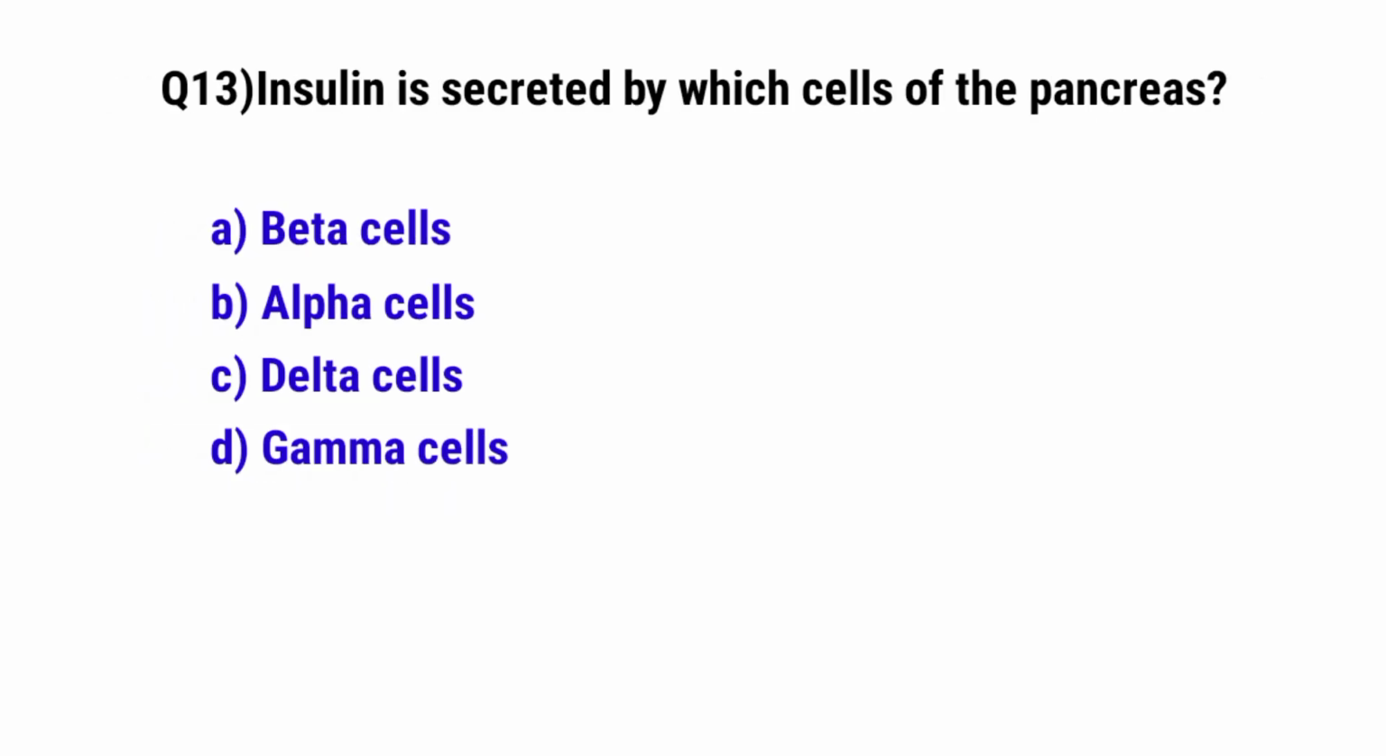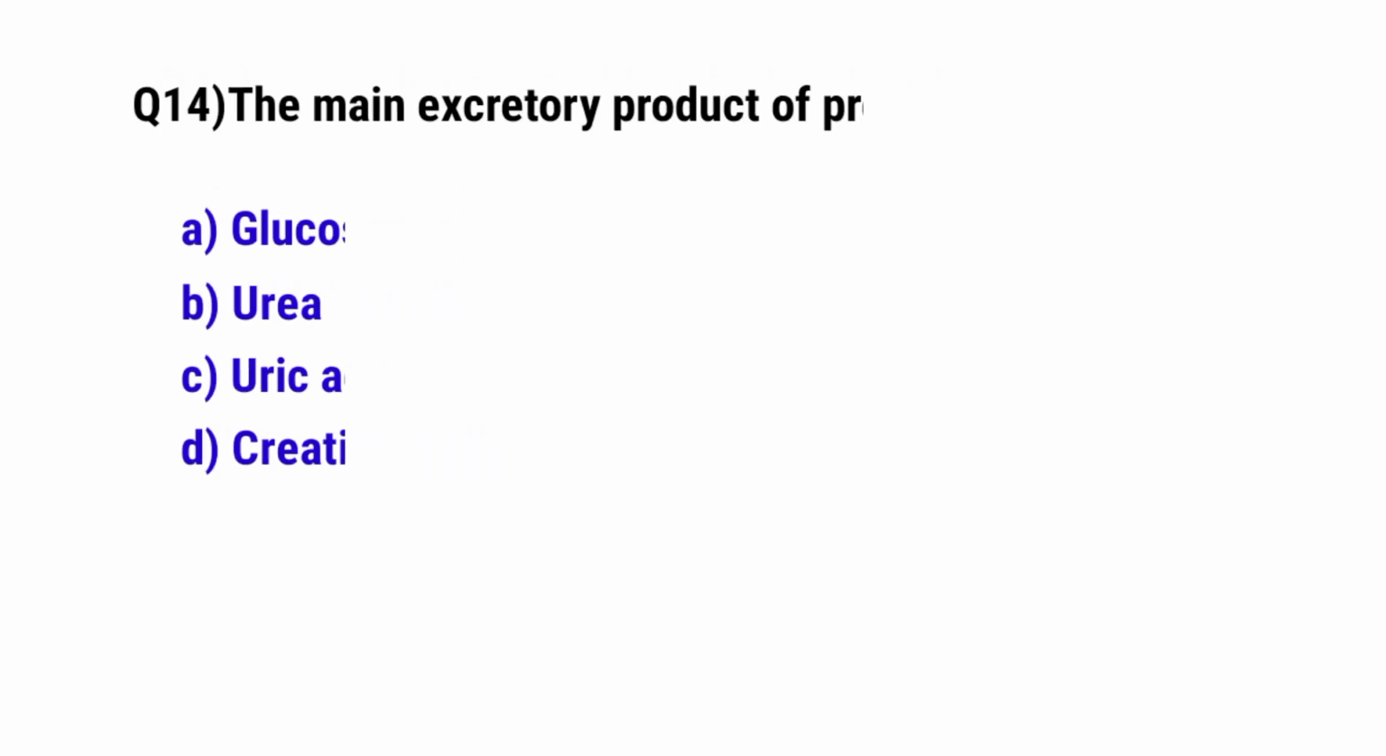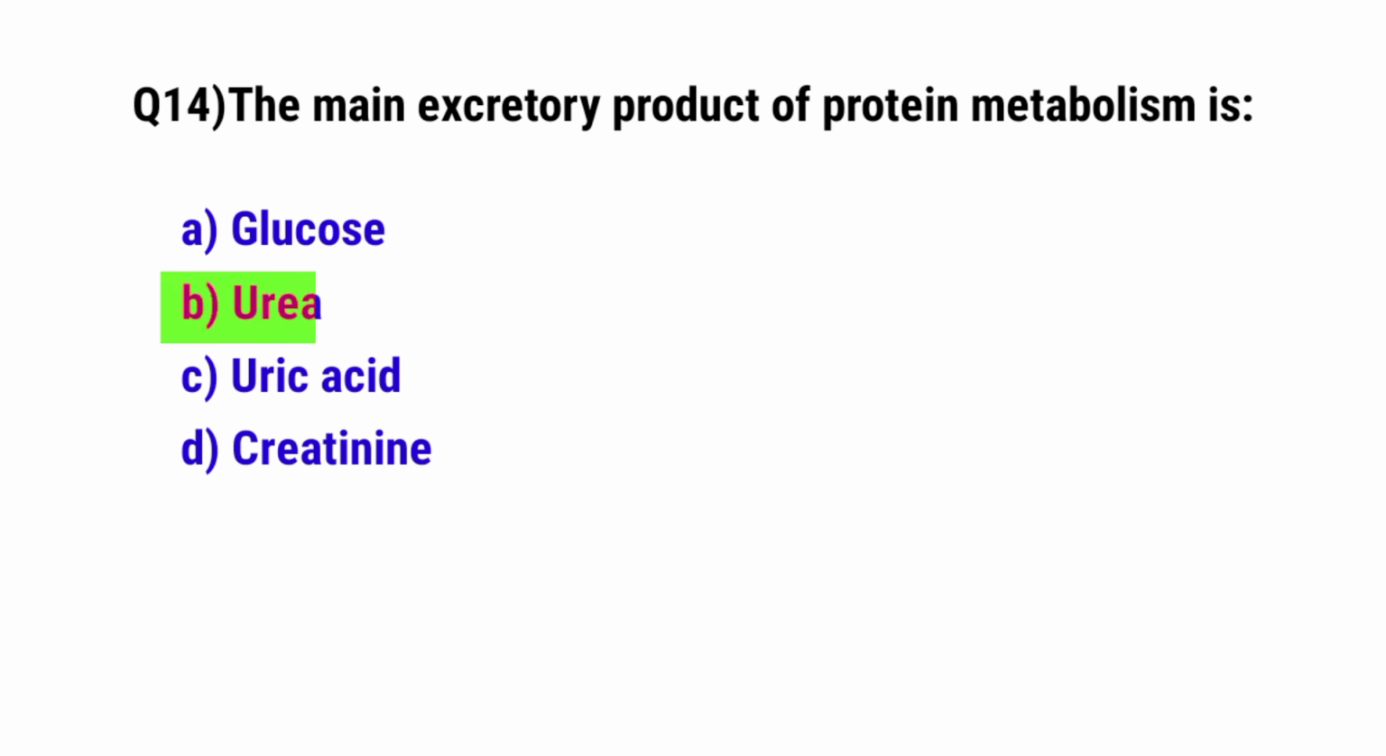Question number 13. Insulin is secreted by which cells of the pancreas? The correct option is A. Beta cells. Question number 14. The main excretory product of protein metabolism is. The correct option is B. Urea.